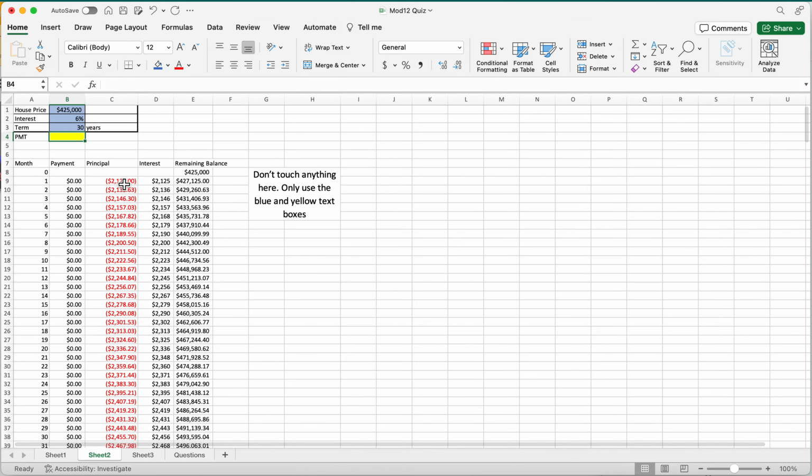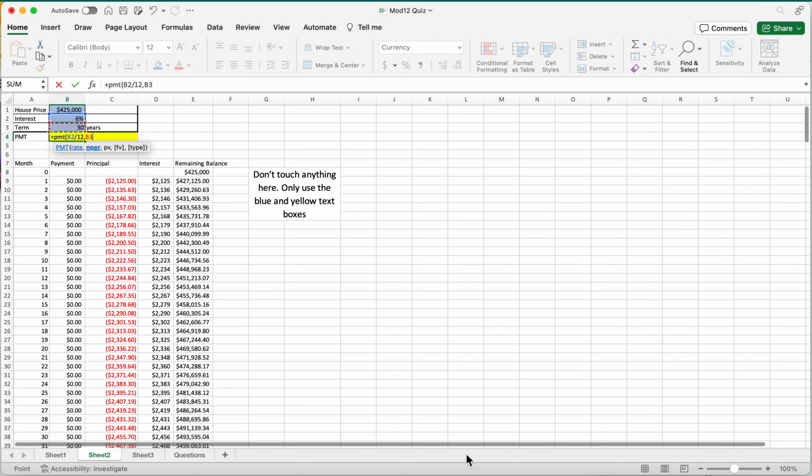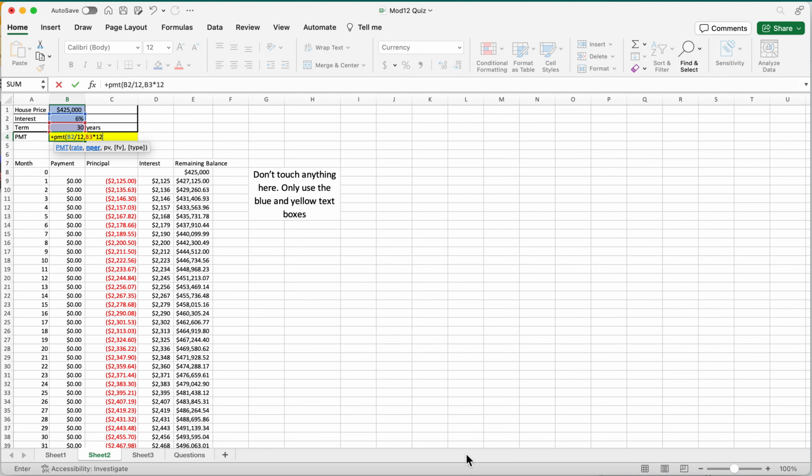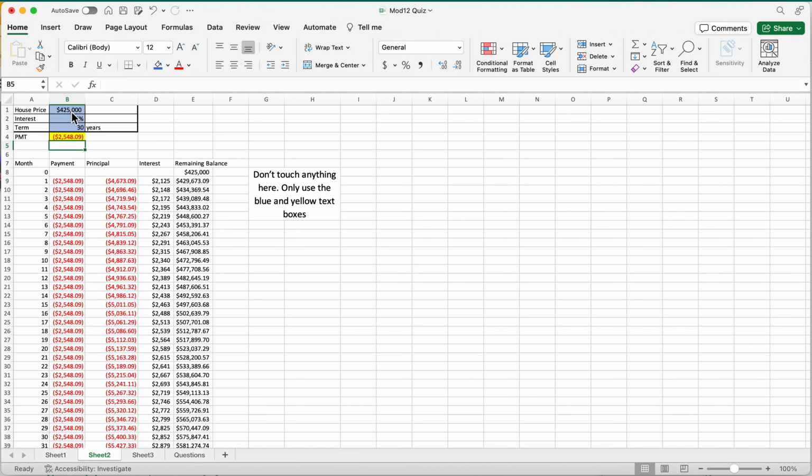Okay, so for that one, you're going to do equals PMT. You need the rate. Now, here's the deal. That is the yearly rate, so you need to do the rate divided by 12 to get the monthly rate. The next one is the number of payments, which is 30 times 12 because it's monthly payments. The present value is the total price of the house, so 425,000. And the value of the loan at the end is 0.